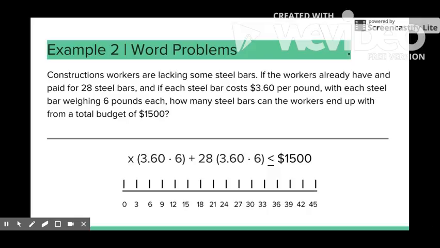$3.60 times 6x equals $21.60x. And 28 times $3.60 times 6 equals $604.8. So first subtract $604.8 from $1,500 and you'll have $895.80 on the right of the symbol. Then you divide $895.8 by 21.6 and you'll have x is less than or equal to 41.47 and 2 thousandths repeated as your answer.